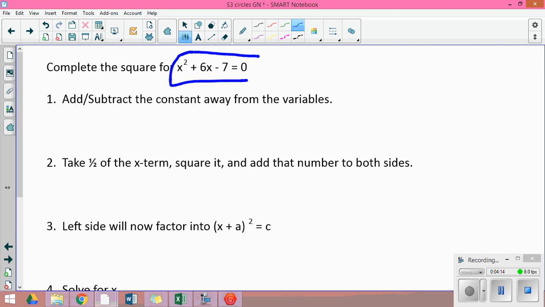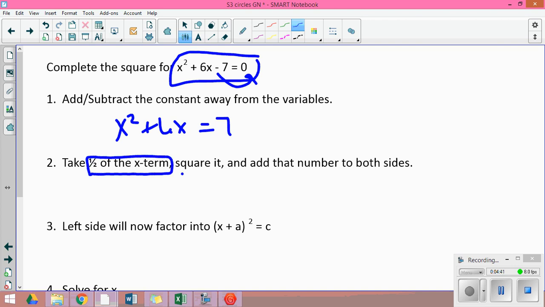Not all equations are perfect setups. Clearly 7 isn't a perfect square. But the beauty of numbers is I can force them to do and be anything I want. So, very systematic. Number 1, we're going to add or subtract the constant away. So I'm going to have x squared plus 6x equals 7. I'm going to move that constant. I'm going to take half of the x term, I'm going to square it, and I'm going to add that number to both sides. Golden rule of algebra, what I do to one side, I must do to the other.